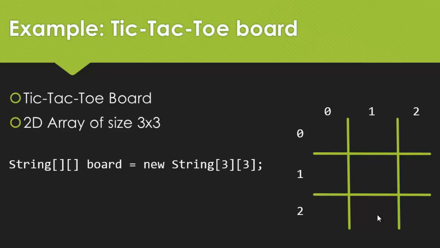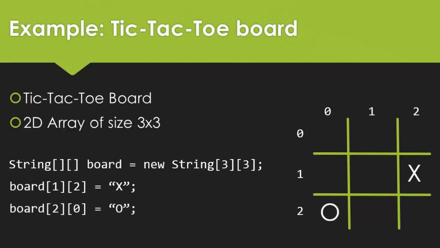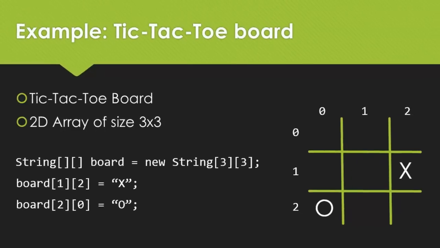And now I can place values on the board simply by indexing various elements in the array. For example, I'm placing an X at position 1, 2, row 1, column 2. Or maybe I'm placing an O at position 2, 0, row 2, column 0. So you can see how a two-dimensional array makes it very easy to represent real-world structures such as boards and maps.